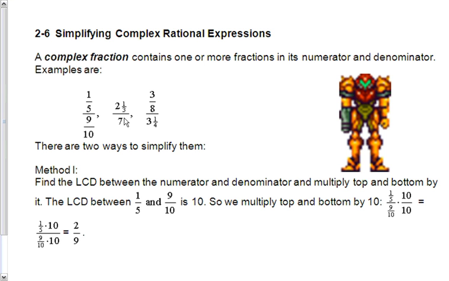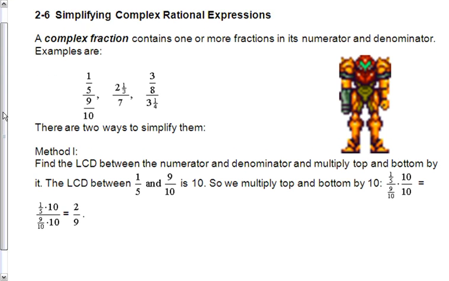You can see a mixed number over something, that's another one. Then a fraction over a mixed number. So you can see a combination of all of them. There's two ways to do these type of problems.